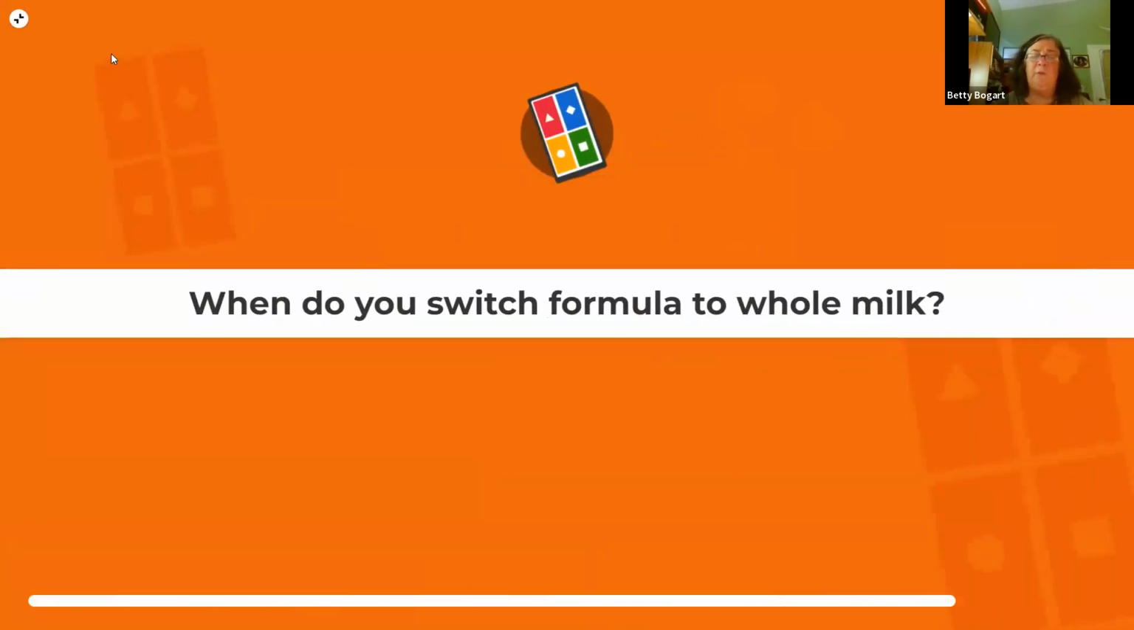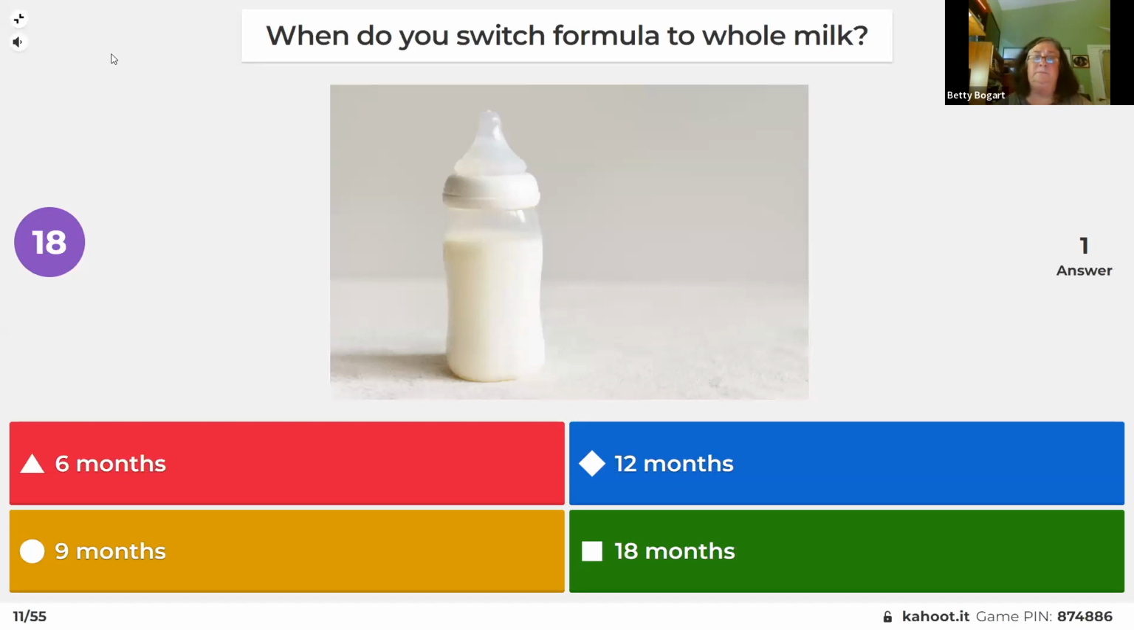When do you switch formula to whole milk? Well, we talked about when we can start adding food, but when can we start whole milk?